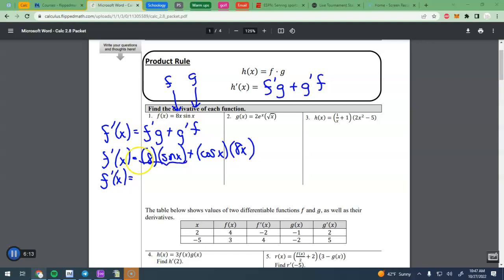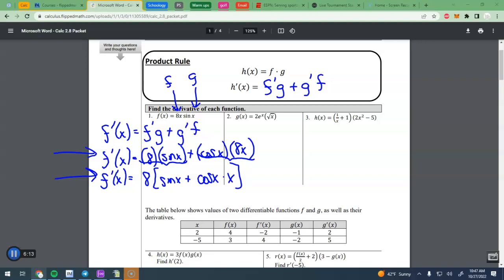So I got a term here and I got a term here. What could I take out of both of those two terms? 8. Distribute backwards. I could pull an 8 out. And it would be like sine x plus cosine of x times x. But this answer is fine. This answer is fine. They're both legit. I just don't want you to see this answer and think you're wrong. You're not.